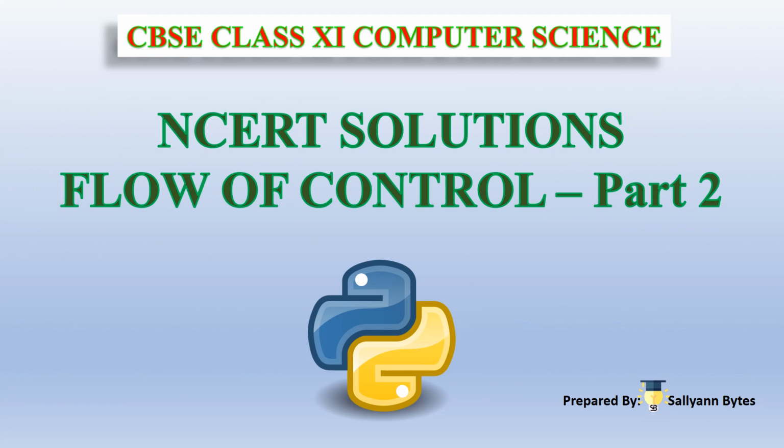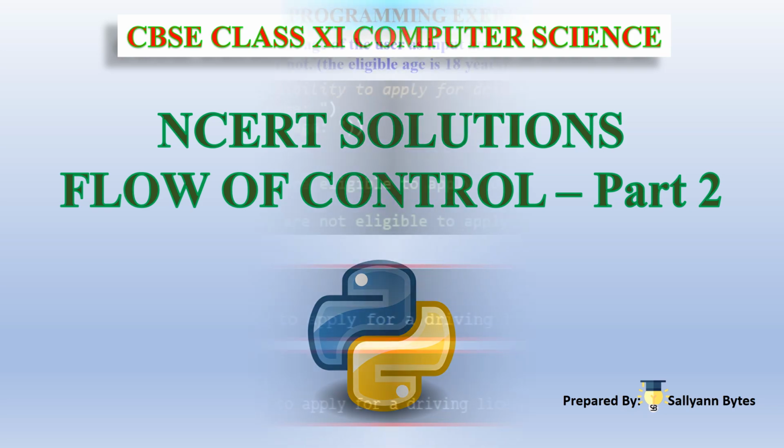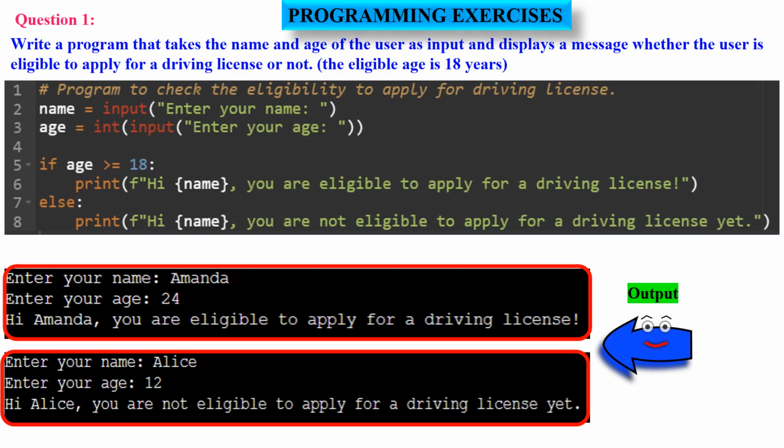Come on. Let's work out these NCERT problems. Flow of control part 2. Let's discuss the programming exercises. Question 1. Write a program that takes the name and age of the user as input and displays a message whether the user is eligible to apply for a driving license or not. The eligible age is 18 years.